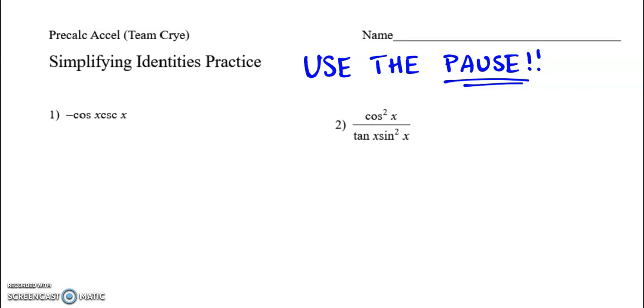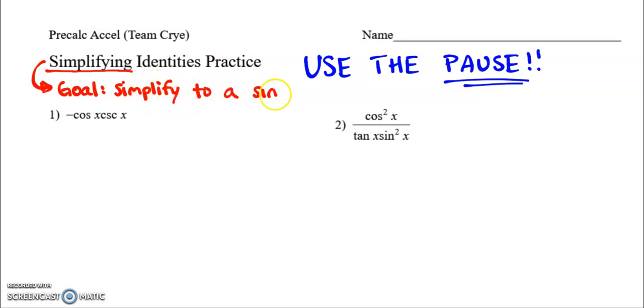First problem. By the way, the goal whenever we're simplifying, that's what the directions are on this, is to try and simplify to a single, that means 1, trig ratio or expression. So like if you look at the first problem, there's 2 things. In the second problem, there's 3 things. The goal is try to cancel everything out so you only have 1, a single trig function left.